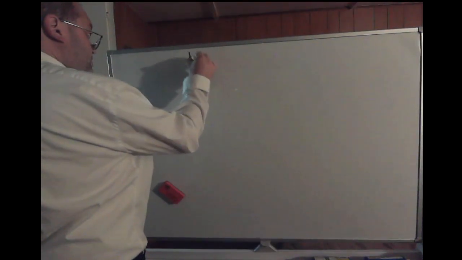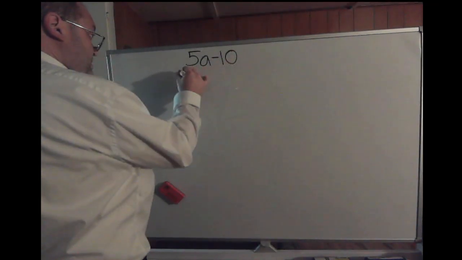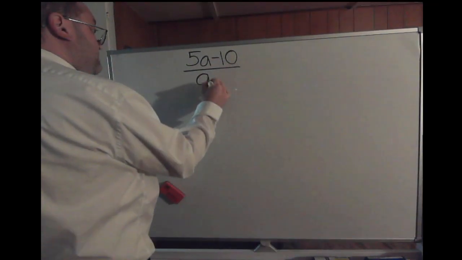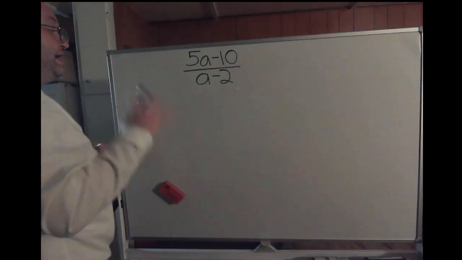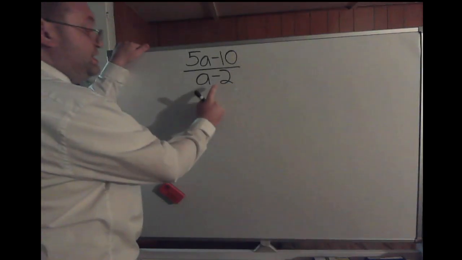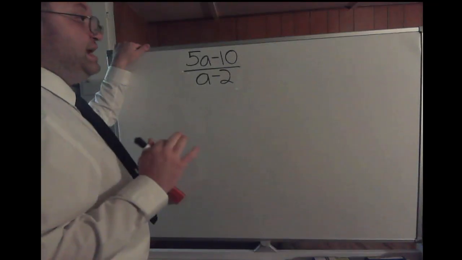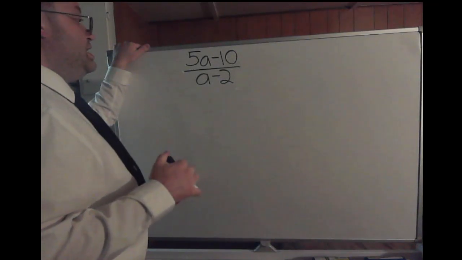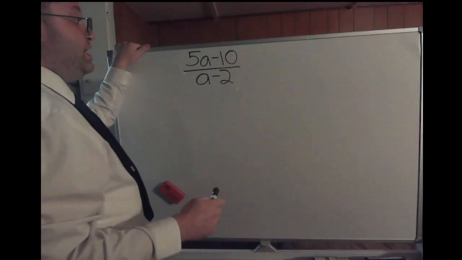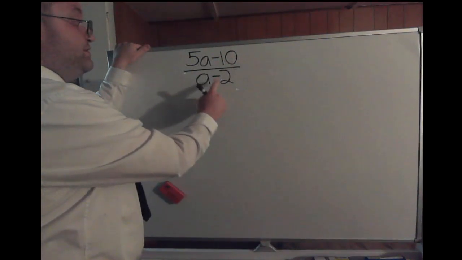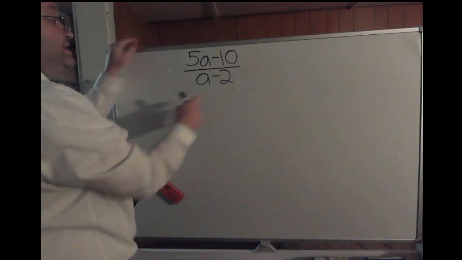Now, we have 5a minus 10 all over a minus 2. Well, now we have a variable in the denominator. Here's the thing about when you have variables in the denominator: there are what's called restrictions on this fraction. The restriction is if there's any value of the variable that makes the denominator 0, it can't be that value.